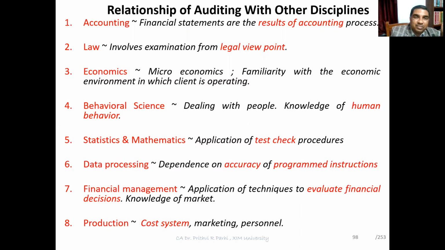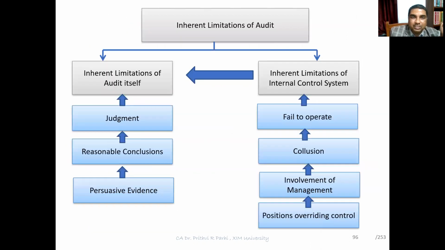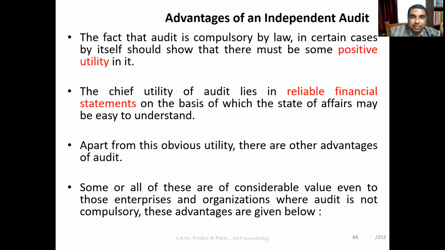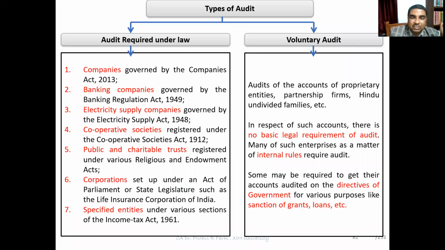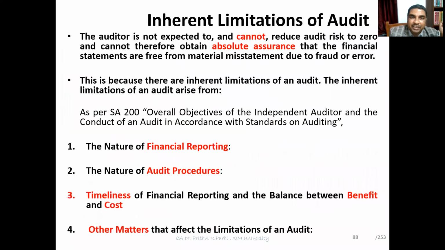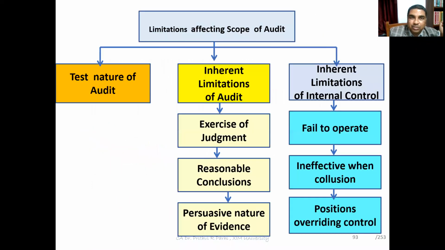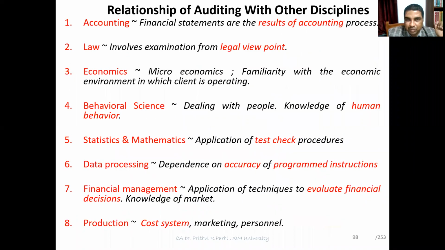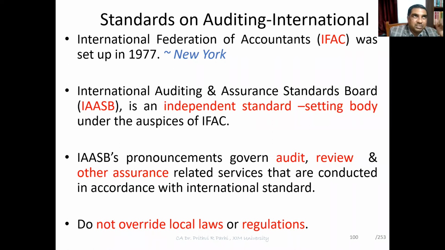Okay, so friends, today we covered these few concepts. We covered what are the various types of audit, what are the advantages of audit, what are the inherent limitations of audit, how it is related to the inherent limitations of internal control. Then we also covered how auditing is related to other disciplines. Okay. Then few other concepts are also there, like standard setting process, how auditing standards are set. These things we'll be learning in our next session.